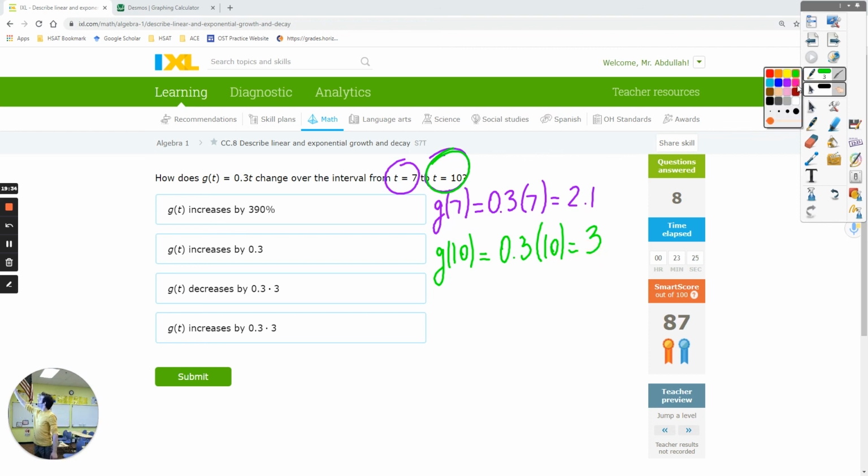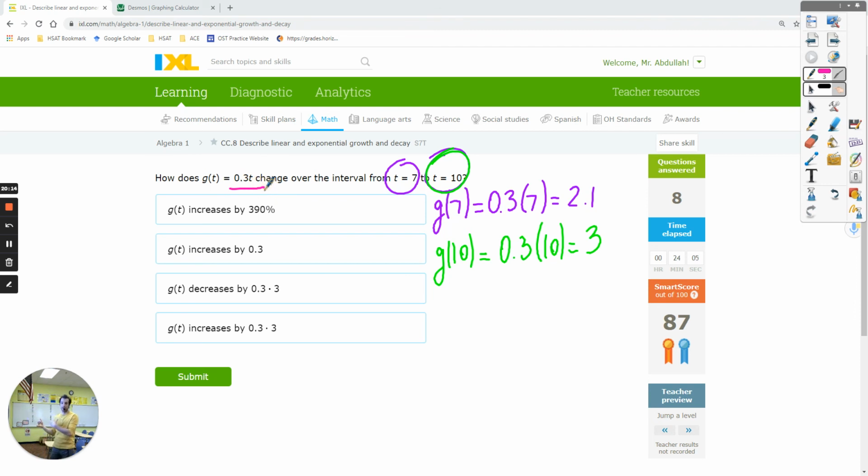3 divided by 2.1 is going to be, okay, I cannot do that by hand. 3 divided by 2.1. Oh, wait, what am I doing? Okay, I just realized that this was not an exponential, so we are not dividing anything. So, okay, this is linear.